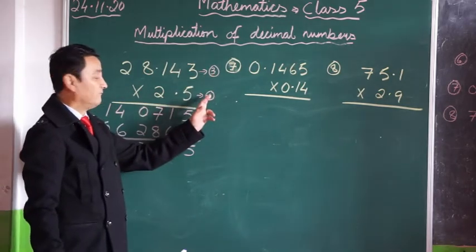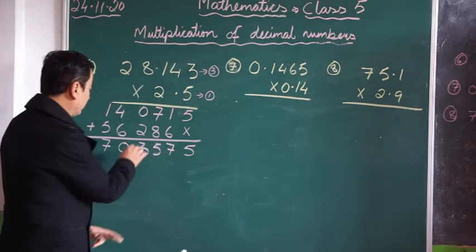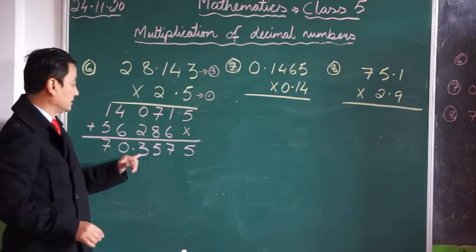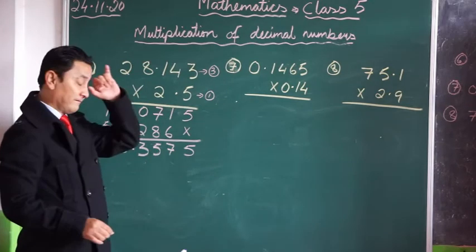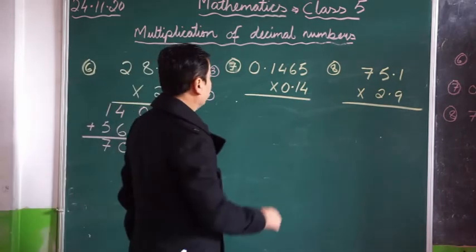3 plus 1, 4. So now put the decimal point. 1, 2, 3, 4 places. So when you multiply these two numbers, we get 70.3575. Okay, dear children? So let's have a look at this now.